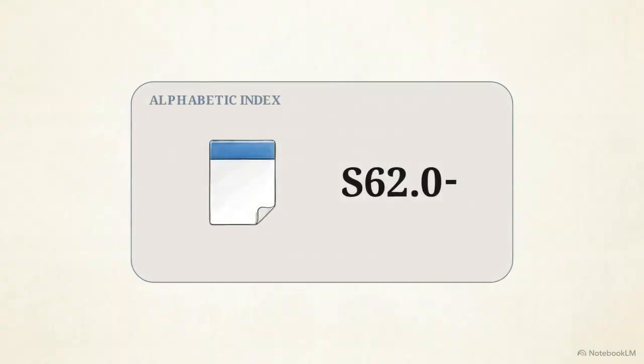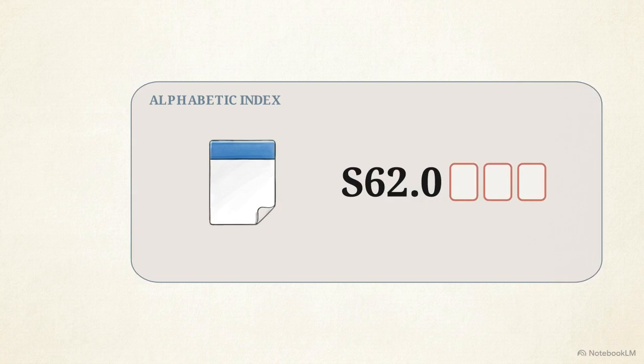Looking closely at this index entry, you will spot a dash at the very end. That dash is an explicit instruction. It means the code is incomplete and requires additional characters to be valid. You have to fill those empty slots.